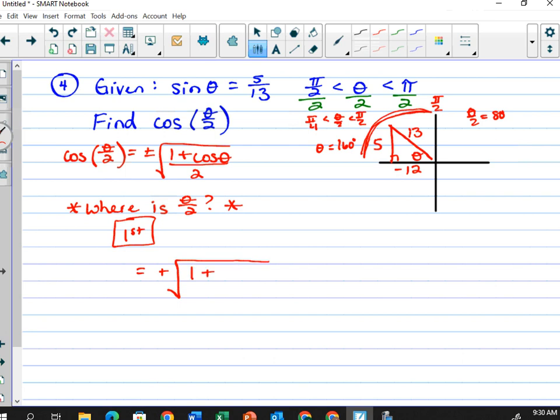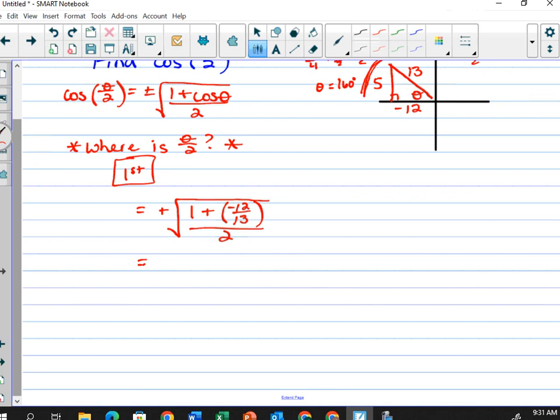1 plus. Okay, now we're back to just theta, though. It says cosine of theta. Look at your triangle. What is the cosine of theta? Negative 12 over 13, over 2. And then it's just mapping from there. Do you see the difference between finding theta over 2 to get the plus or minus, and using theta in the formula? Those are 2 different things.